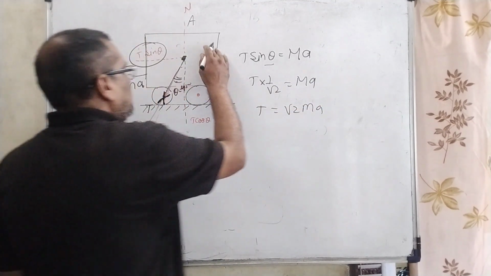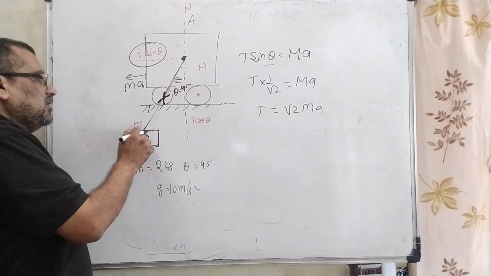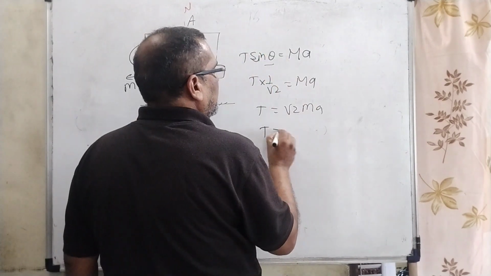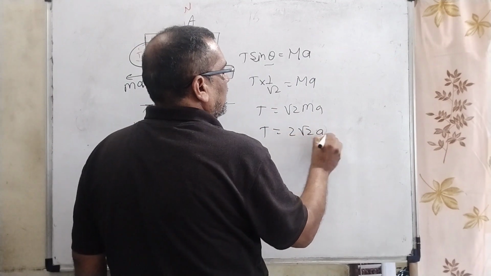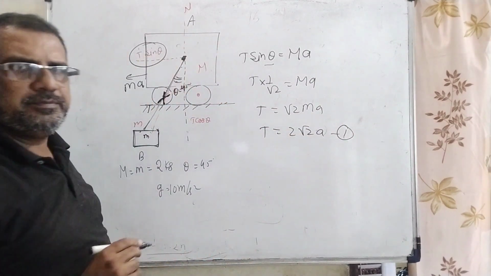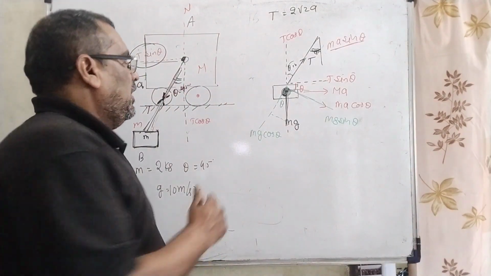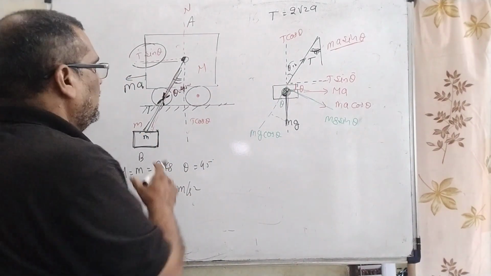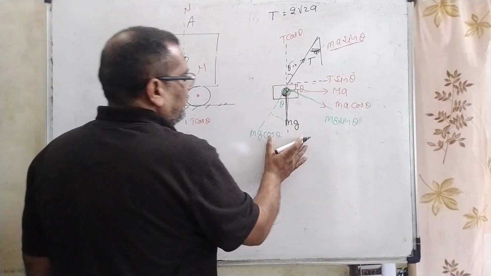Here the mass of the card and the mass of this block are the same, so that is 2 kilogram. So here T equals 2 root 2 a. That is the first equation. Clear? Now we are talking about the second system, that is the pendulum, and how to resolve the different forces.